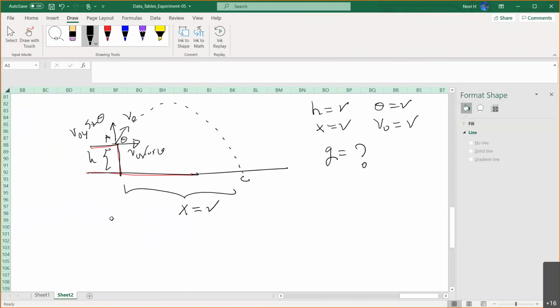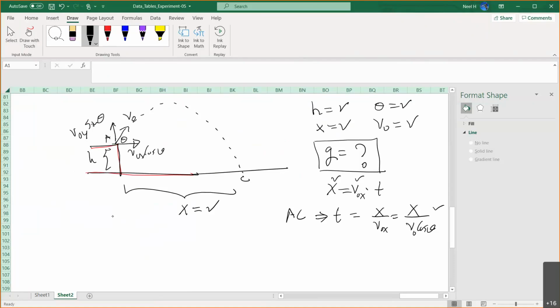And let's do this calculation. You know the method now, right? So what method do we need? I need to find g, so I'm going to go back and revisit the problem. I can calculate x, which means range x is equal to v0x times t. I know v0, I know x, so I can calculate the t. t is equal to x over v0x, or x divided by v0 cosine theta. I know the total time of the projectile, from A to C.